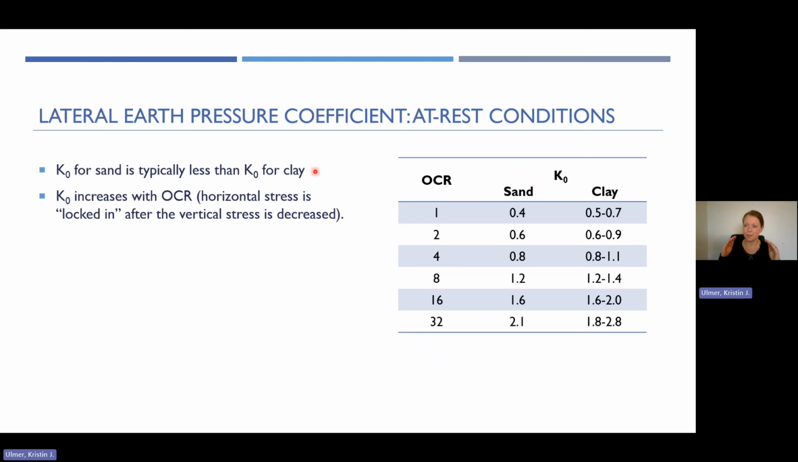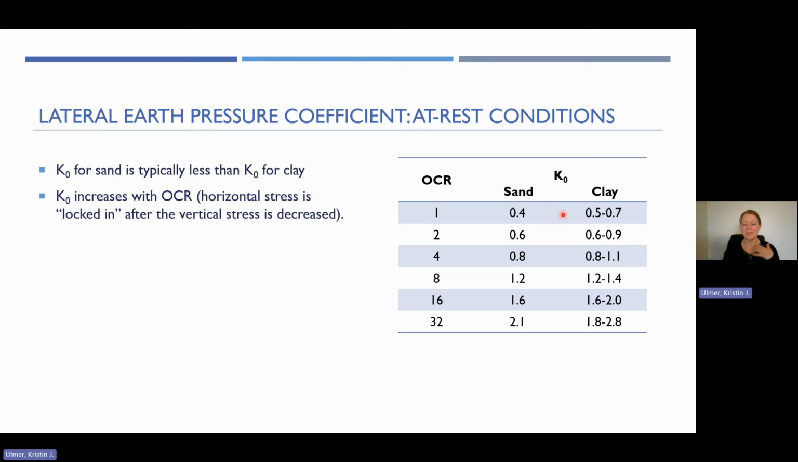So even though you're releasing some of that vertical stress, some of the horizontal stress just kind of stays locked in, because you don't have as much relaxation horizontally when you're in these at-rest conditions and you have soil on either side. So you can see for sand and clay, here are some typical K naught values for these two types. And as I mentioned, sand is typically a little bit less than the K naught for clay.